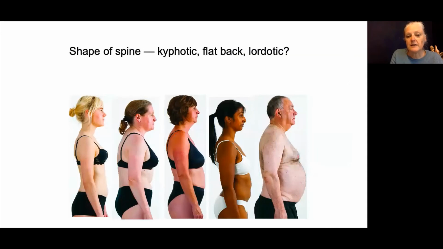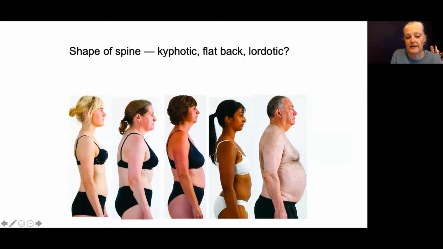So again, you could look at these pictures and ask yourself, you could trace them with a biro over a photograph. Are they flat back or are they lordotic? And the lady who's second from the right, we're not covering this today, but she's actually got rotation in her torso as well. And I know that because I can see more of the left side of her back than the right side. We should only be able to see the right side of her body.